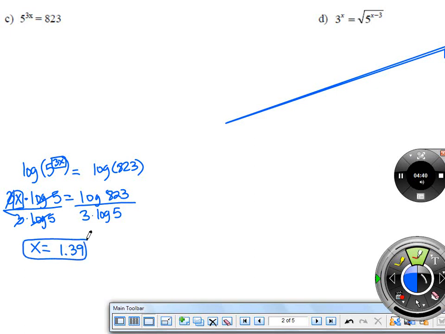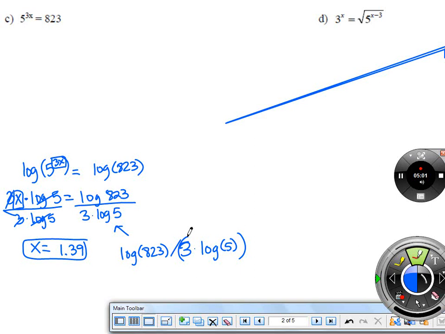And again, I can plug that in and check. A note here when you're putting this into your calculator, if you type log of 823 divided by 3 times log of 5, there should be parentheses around this so that the calculator knows that is all included in the denominator.